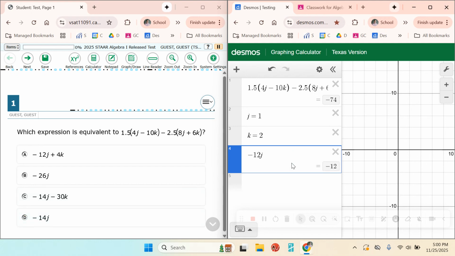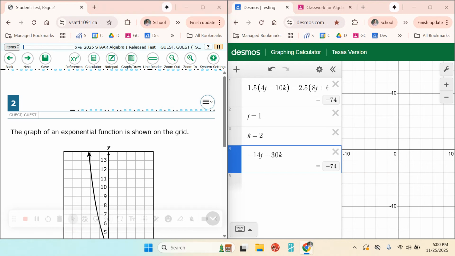Negative 12j plus 4k. Negative 4, don't want that one. Try the next one, negative 26j. Nope. Let's try the third one, negative 14j minus 30k. And guys, that is easy. I did no math. I copied the answer. I told it I want j as my first letter, k as my second letter, and I went down all the answers until I found the match.